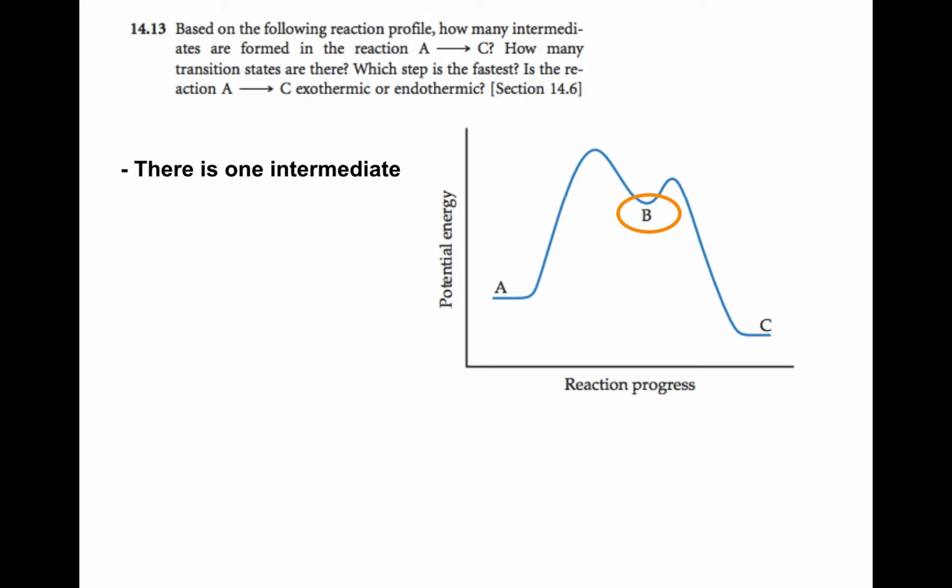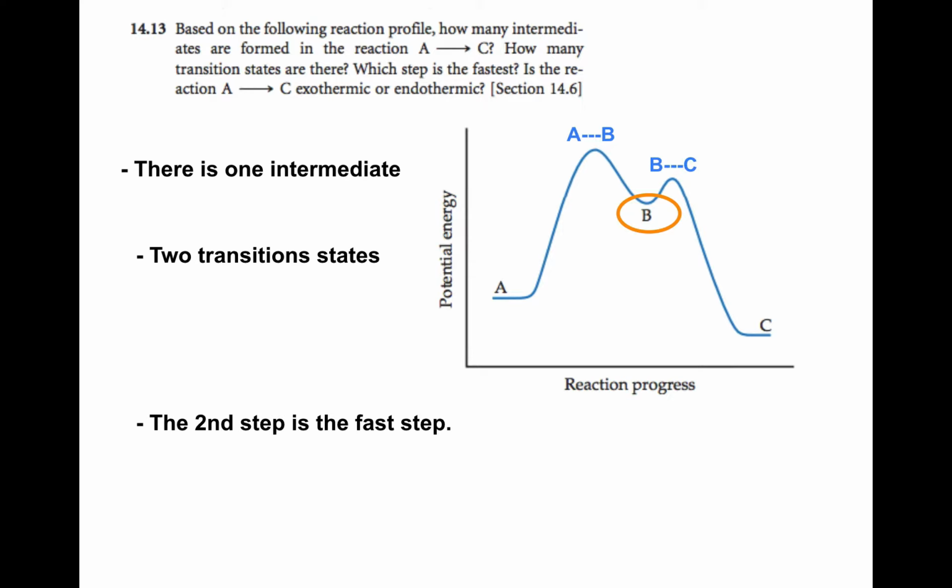So step 1, right, you got a big hump. Step 2, you got a small hump. There are two transition states, where A is turning into B and where B is turning into C. Those are at the top of the hump, right? We're in the process of breaking bonds and forming new ones.